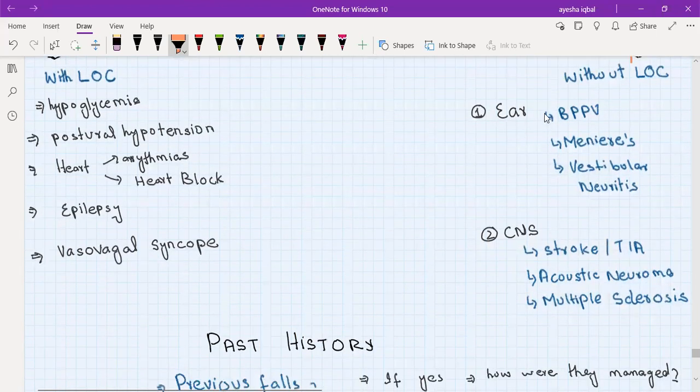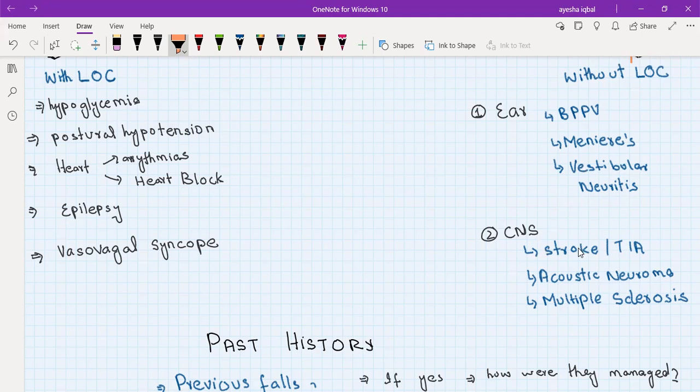In ENT, you have BPPV, benign paroxysmal positional vertigo, where the patient turns his head and all of a sudden experiences vertigo and falls to the ground. Meniere's disease, where there is episodic hearing loss, episodic vertigo, and fullness in the ear. They also fall to the ground without loss of consciousness. Vestibular neuritis, which is a viral inflammation of the vestibular nerve, where the patient experiences vertigo and falls down. So ear causes are three: BPPV, Meniere's, and vestibular neuritis.